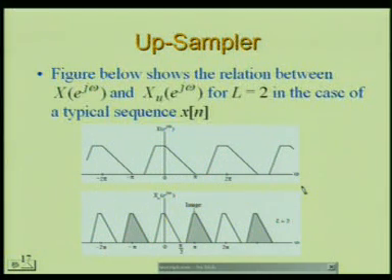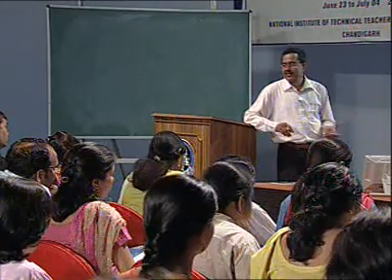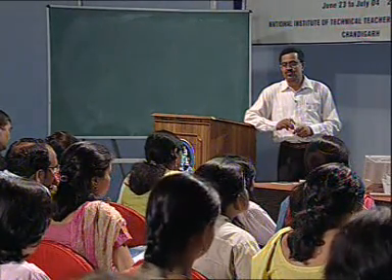This figure shows the frequency response X(e^jω), that is, the frequency response of the sequence x[n]. This figure shows the frequency response of the output sequence, that is y[n]. Remember that explicitly L is equal to 2 and the upsampling factor is 2, then only we get this particular frequency response.